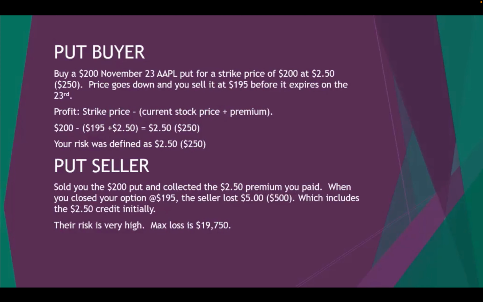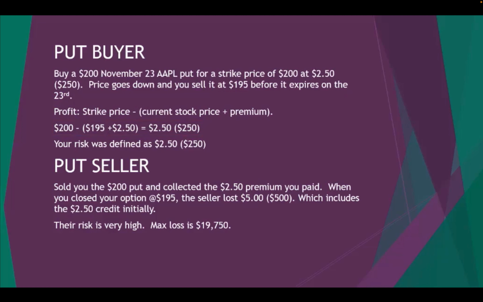Let's look at the put scenario. So if you buy a $200 November 23rd Apple put, strike price $200, same thing, premium is $2.50. You want the price to go down, right? So let's say the price goes down to $195 and you sell it before it expires. Again, here's the calculation. Your profit is your strike price minus the stock price plus premium. So there's $200. That was your strike, okay? And now the stock is trading at $195 plus your premium of $250. You make the difference, so you made $250. And again, your risk was defined as $250.